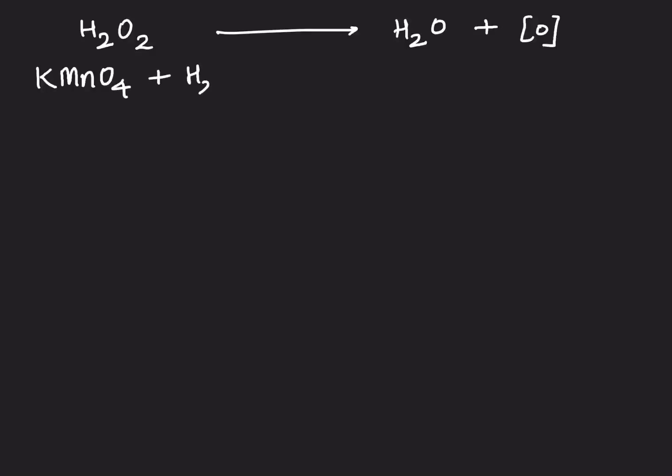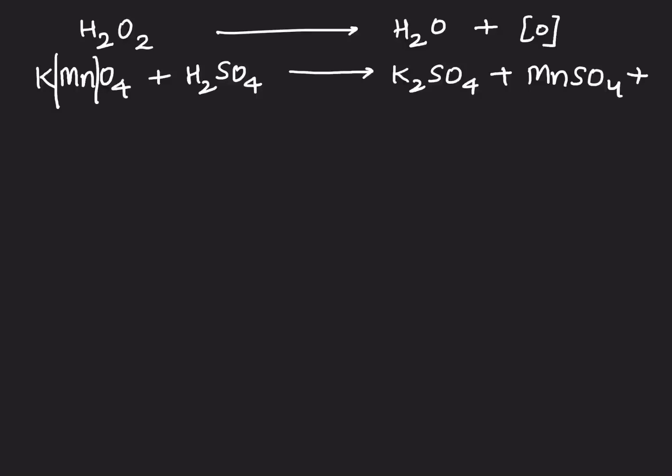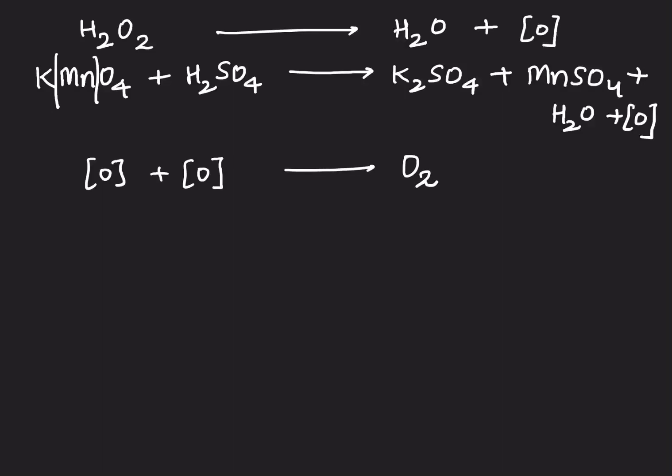So our first reaction remains the same. Hydrogen peroxide breaks down to give you water and nascent oxygen, right? Now go on to acidified potassium permanganate solution, which is purple pink in color. Go ahead. How will you write the products? It is K2SO4 plus MnSO4 plus water and nascent oxygen. Again, nascent oxygen and nascent oxygen strike a friendship and they form O2.